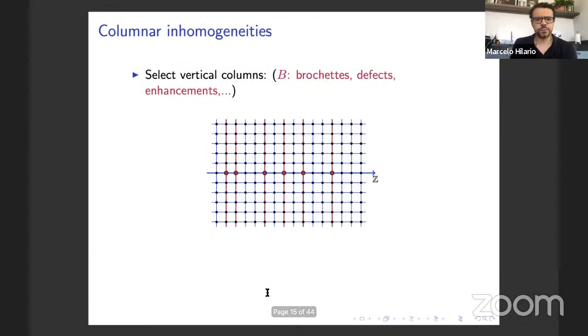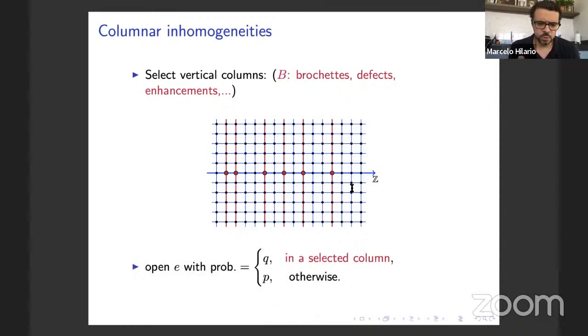All right, so let me now go back to the square lattice. And another way that you can introduce lower dimensional disorder is by selecting some columns, let's say this set of columns that I will call B. They are just marked in a different color here. I will decide whether or not an edge is open depending on the location of this edge. So if it lies on one of these selected columns, then I open with probability q. Otherwise, if it lies in a blue column here or it's a horizontal one, then I open with probability p.